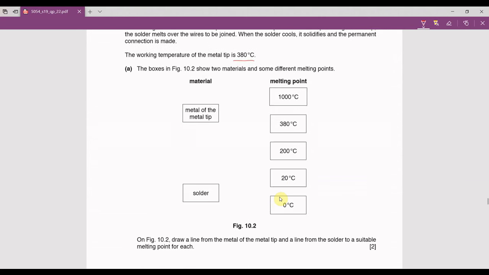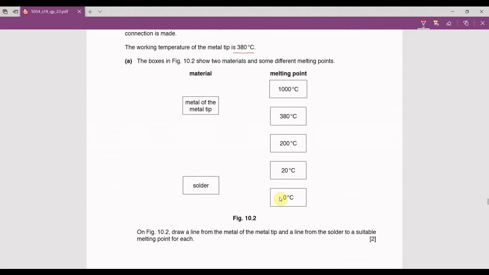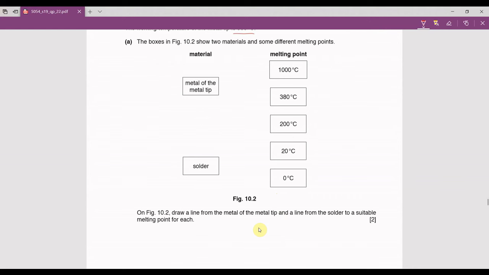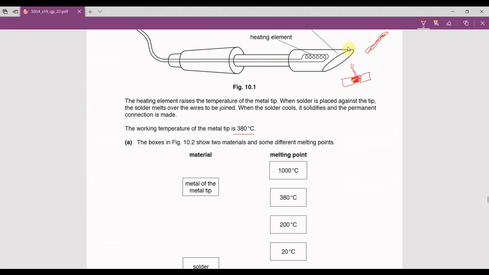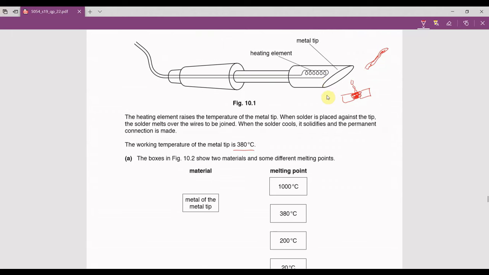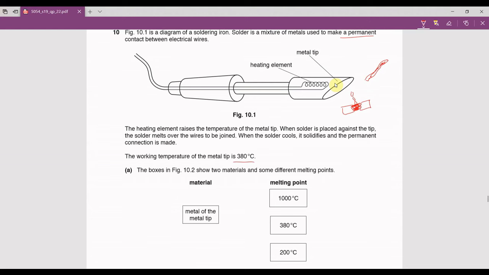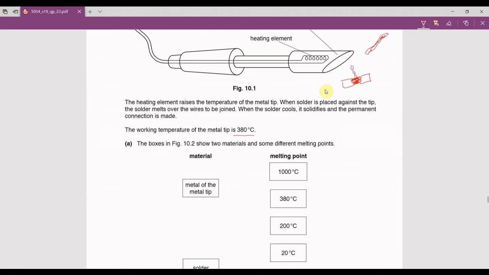The boxes in figure 10.2 show two materials and some different melting points. Okay, so one of the materials is the metal of the metal tip, and the other is the solder itself. On figure 10.2, draw a line for the metal of the metal tip and a line to a suitable melting point for each. Okay, now you don't want the metal tip to melt itself, right? The metal tip should stay solid when it's working, because the only job for the metal tip is to heat the soldering iron itself. So it's going to heat up, but you don't want the metal tip to melt itself.